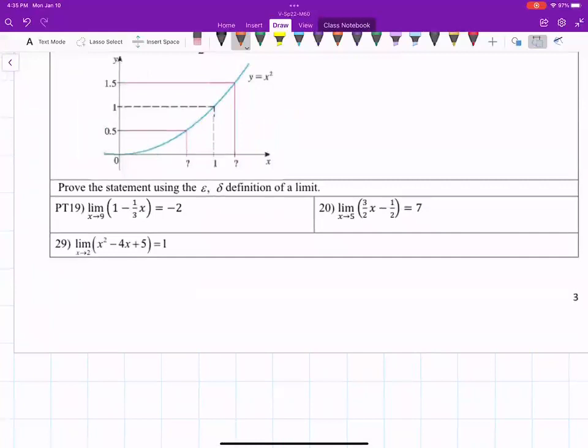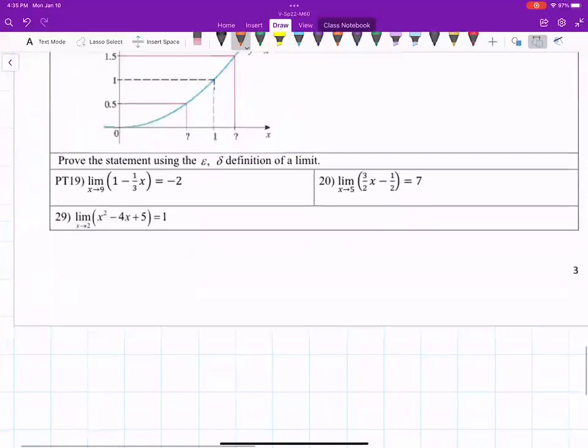Prove the statement using the epsilon delta definition of a limit. Let's say problem number 19 here. So it's given the limit as x approaching 9 of 1 minus 1/3 x equal to -2.